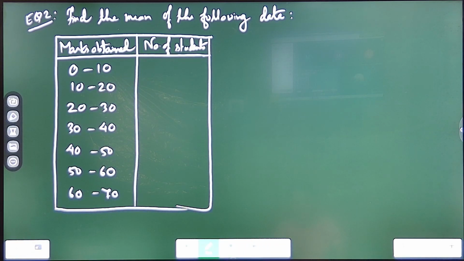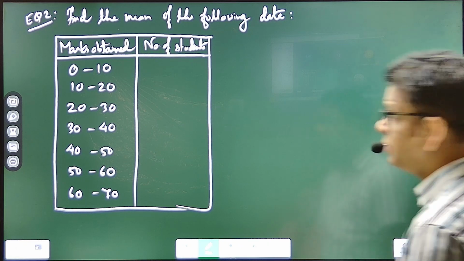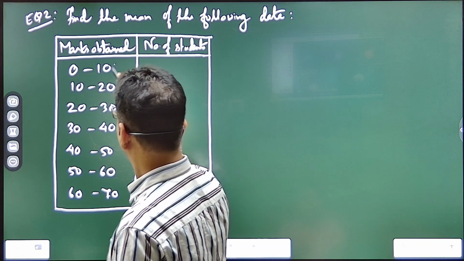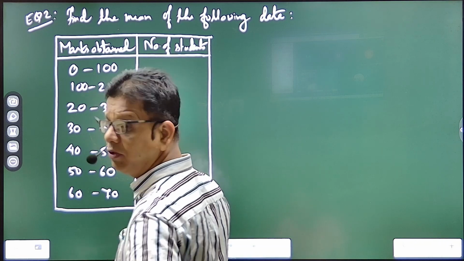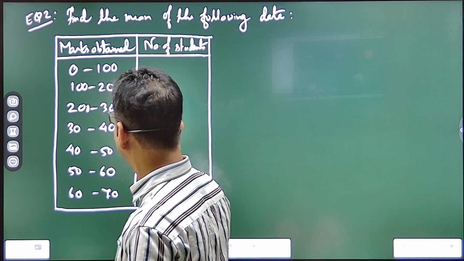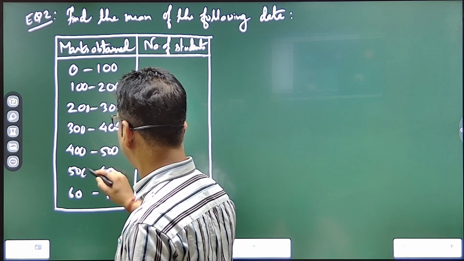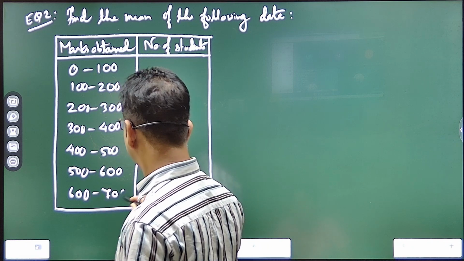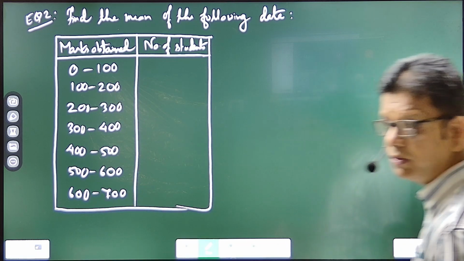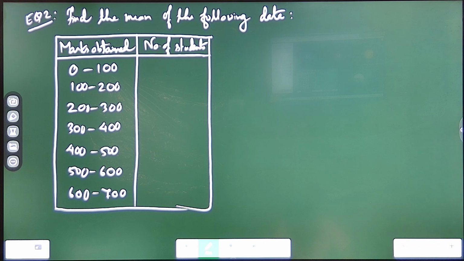Or do one thing, let me increase the marks: 0 to 100, then 100 to 200, 200 to 300, 300 to 400, 400 to 500, 500 to 600, 600 to 700. That means you have seven papers in your exam, so total marks is 700 of course. So I'm increasing the marks, 0 to 100, 100 to 200 like this.